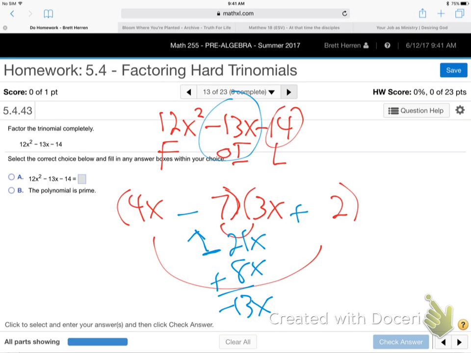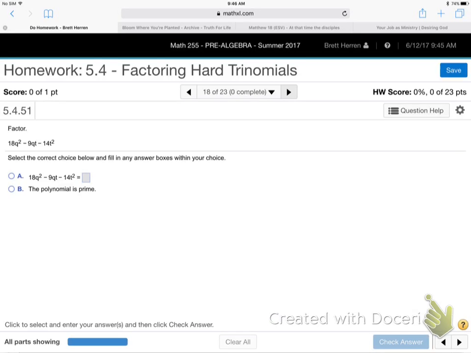Is that good? No questions on that one? All is well? Okay, let's go. It's number 18 here. 18q squared, that's a q. Minus 9qt minus 14t squared. All right, try that one.